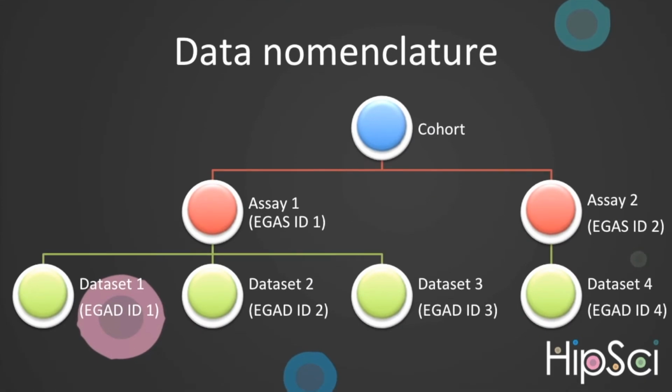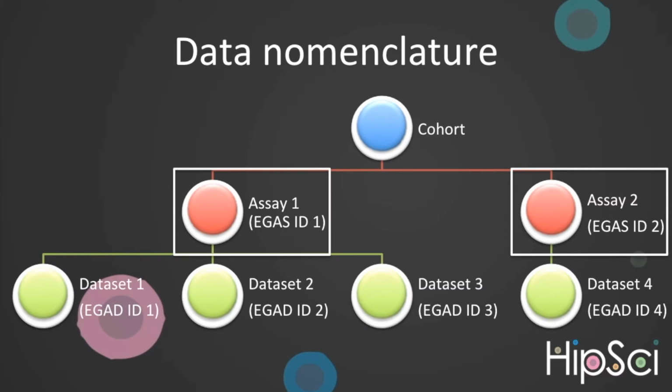HipSci data is set up and structured in the following way within EGA. Understanding this structure will help you to hone in on the data you seek. Data access is provided at the cohort level, for example, monogenic diabetes or healthy normals. Each cohort comprises data from multiple donors. A successful data application will grant you access to all data for your chosen cohort.